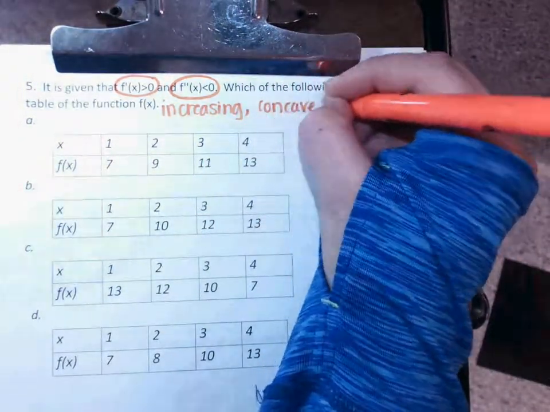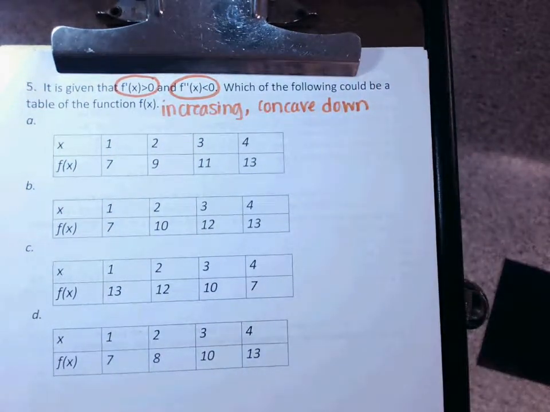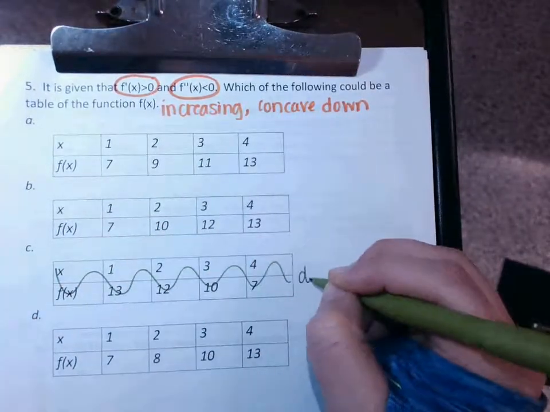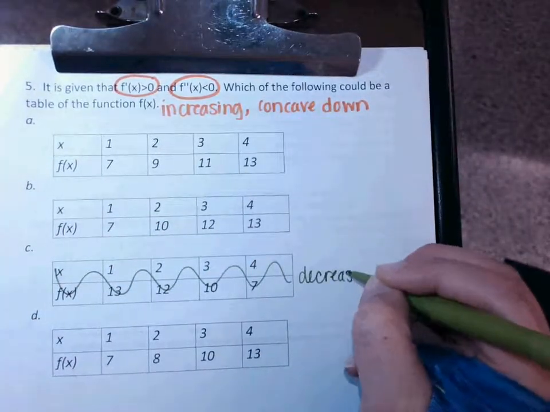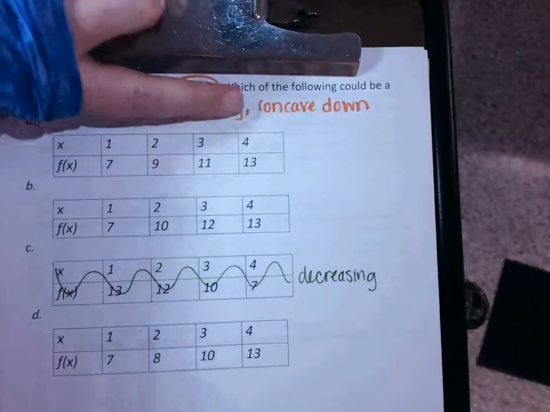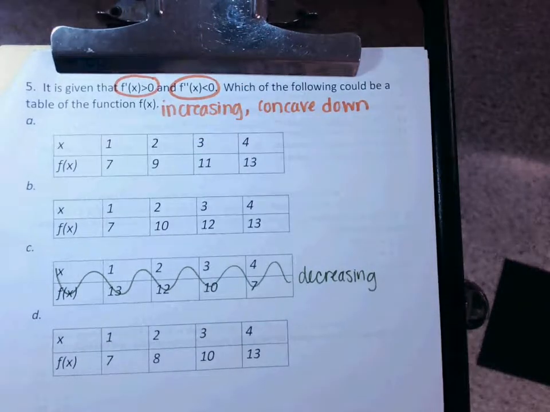So first thing that I want you to do is eliminate any charts that are not increasing in their y values. Which ones can we cross out? C. Yep, C. Okay, because I can see that my graph is decreasing there. Okay, now if it's increasing but it's concave down, should your graph be getting steeper or flatter? Flatter.